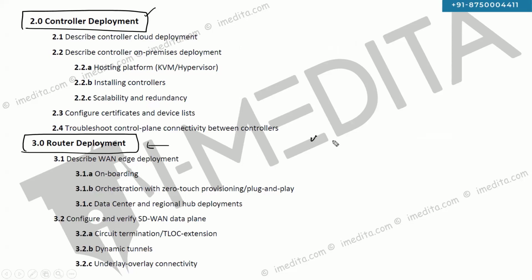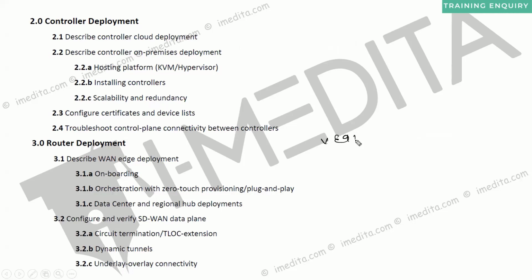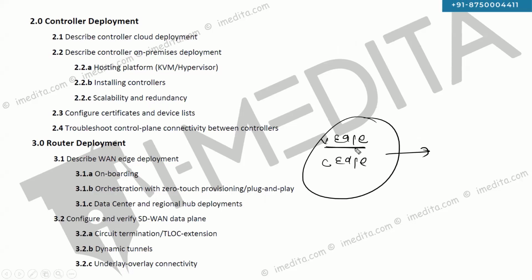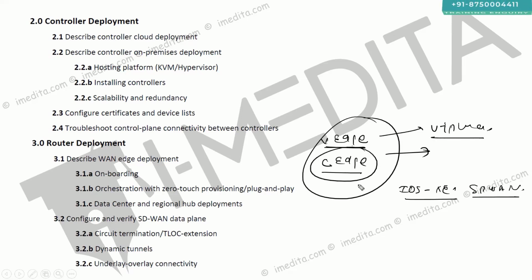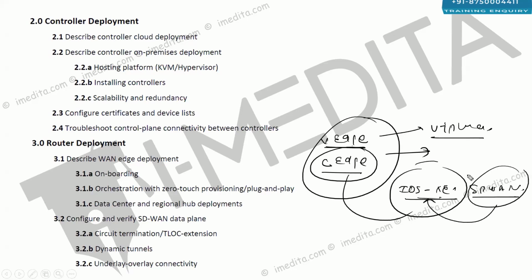What is the WAN edge router, what is the Viptela operating system based router, and what is the Cisco IOS XE SD-WAN based router. Viptela operating system based routers are what we refer to as the vEdge routers, and Cisco IOS XE SD-WAN based routers are what we refer to as the cEdge routers. Earlier Viptela was the company that used to create the operating system. When Cisco acquired it, they improved the functionality of IOS XE and added the SD-WAN capabilities to it. So Cisco IOS XE SD-WAN based routers are what we refer to as the cEdge routers.